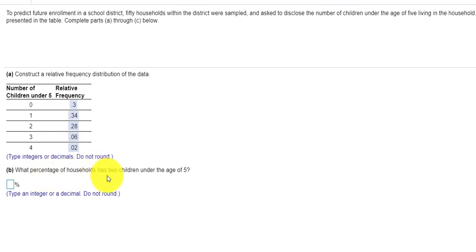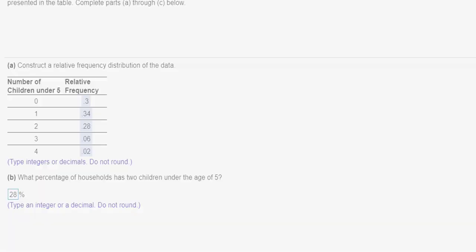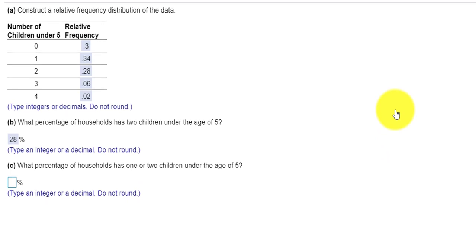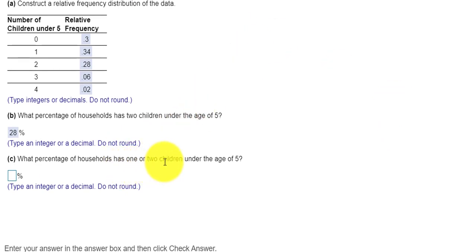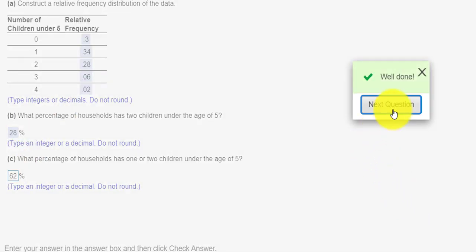Next, what percentage of households has 2 children under the age of 5? So here's 2 children, that's 28%. Check answer. Next, it says, what percent of households has 1 or 2 children? So 1 or 2 would be the 34% plus 28%. So that's 62%, if I did the math correctly in my head. Right? 34 plus 28 is 62. And that should do it.